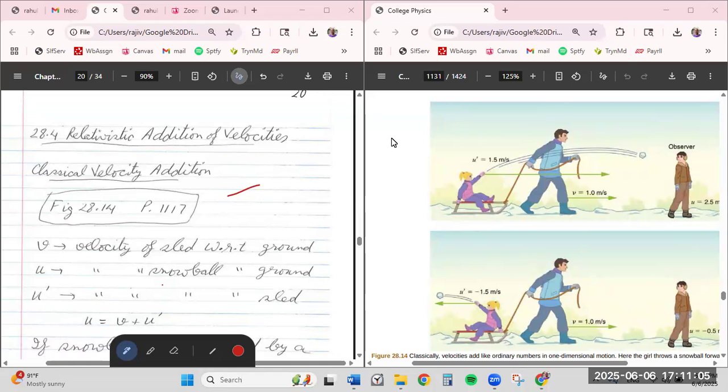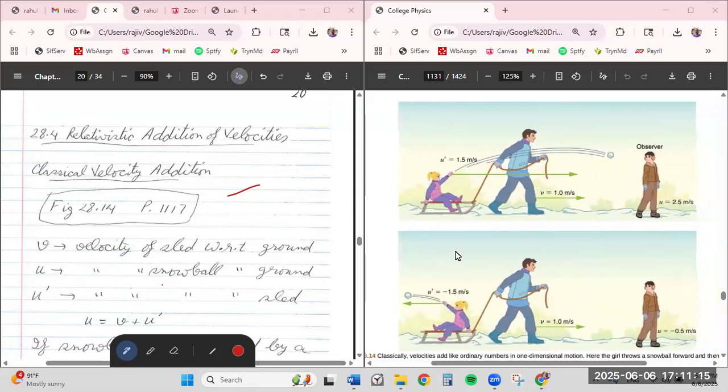We have talked about addition of velocities in classical physics as well. And let me give you an example of that, which I'm sure you'll recognize from first semester. So let's consider a man carrying a little girl in a sled. And let's say that the man and the sled, which is moving with the man, are traveling at 1 meter per second to the right.